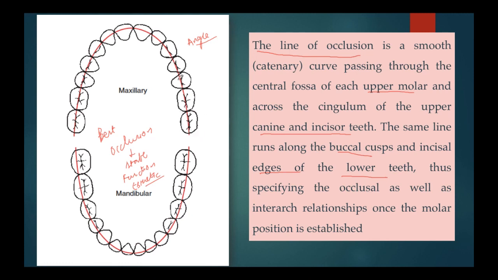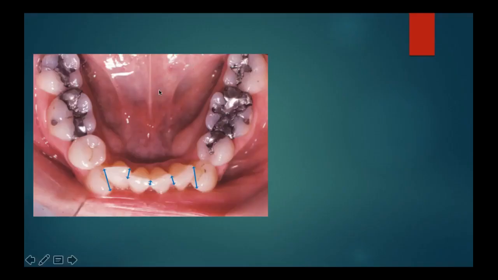So these are the three things which we see: the occlusion is stable, it is functional, and it is aesthetic. So this picture shows the line of occlusion, and the concept was given by Angle, who is the father of orthodontics. Coming on to the next slide.